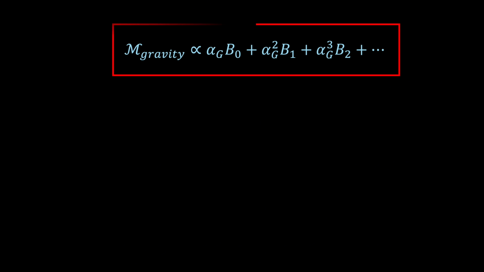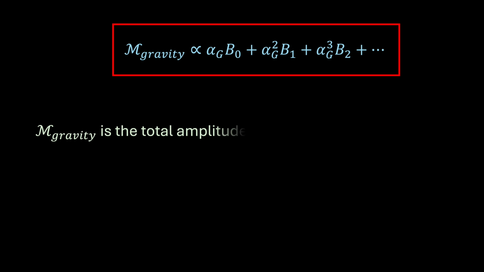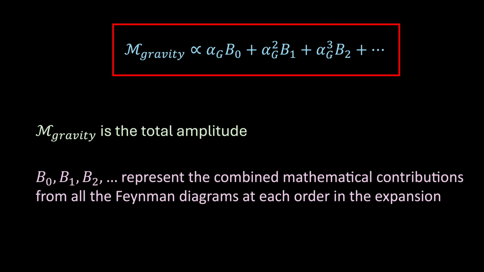When we do this, we end up with the power series expansion in alpha g of the following schematic form, where M gravity is the total amplitude and b0, b1, b2 and so on represent the combined mathematical contributions from all the Feynman diagrams at each corresponding order in the expansion.